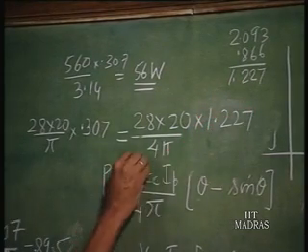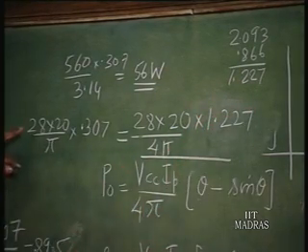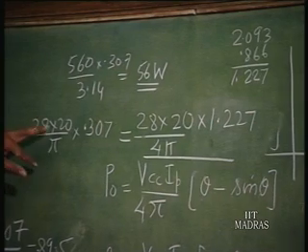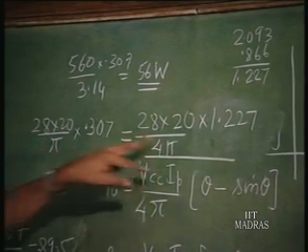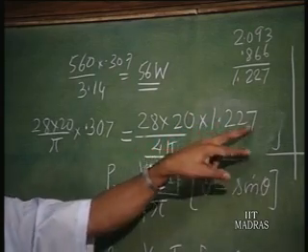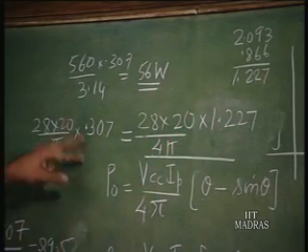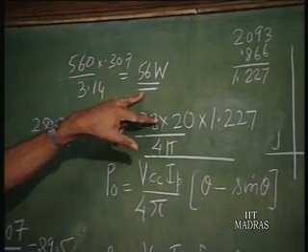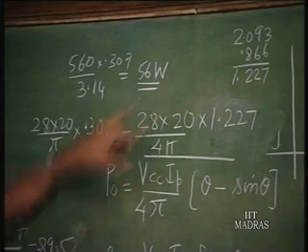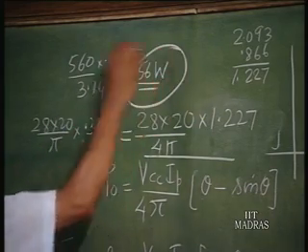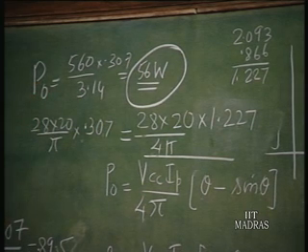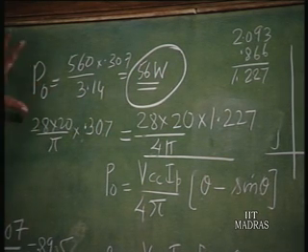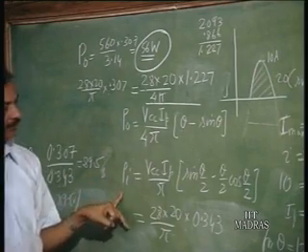This is really the output power, which is 28 into 20 by pi into 0.307 for 1.227 by 4, which is approximately 56 watts. So, this is the output power, 56 watts. Now, the input power, let us find out.